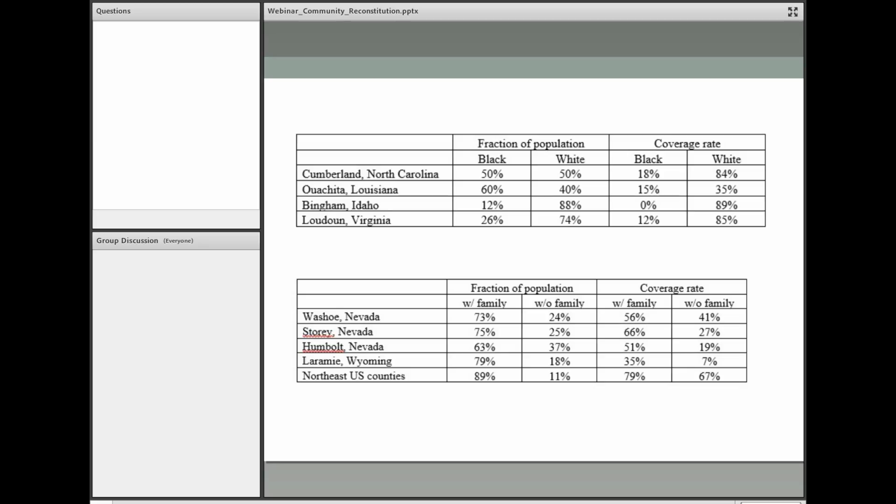So this is something we're working on as a lab to try to improve the coverage rate of African Americans on the tree. And if that's something you're interested in, reach out to us. We'd love to have you help with those things.